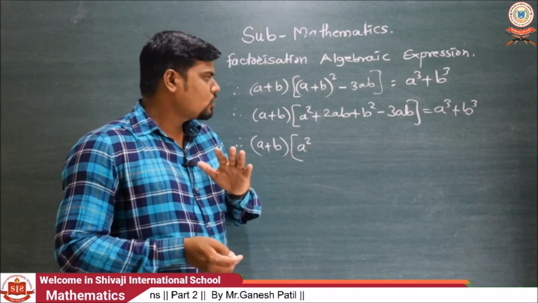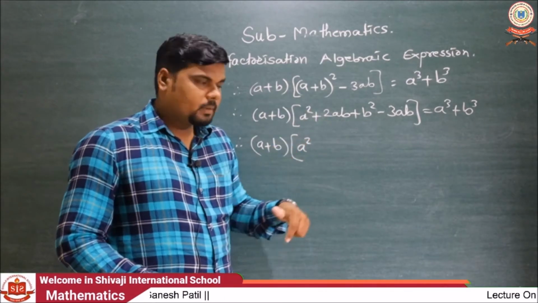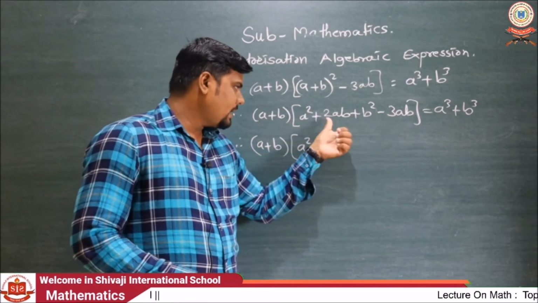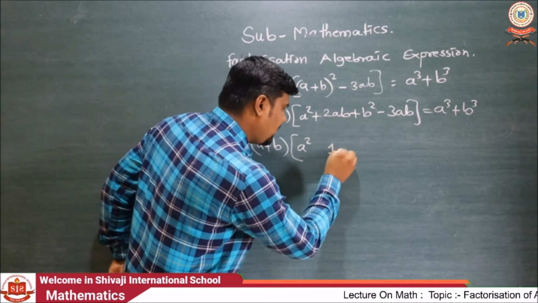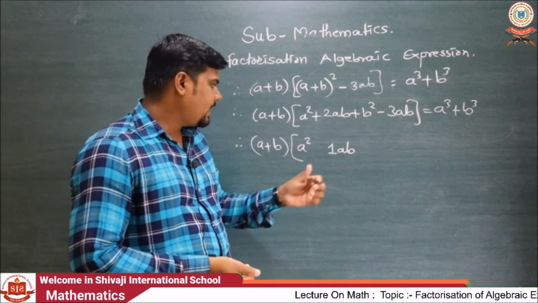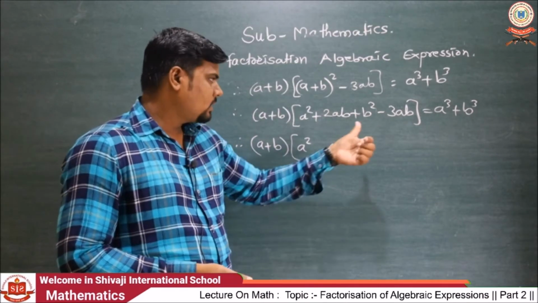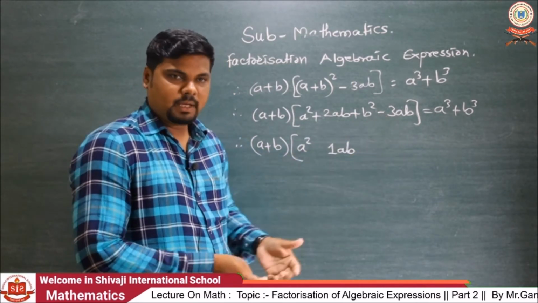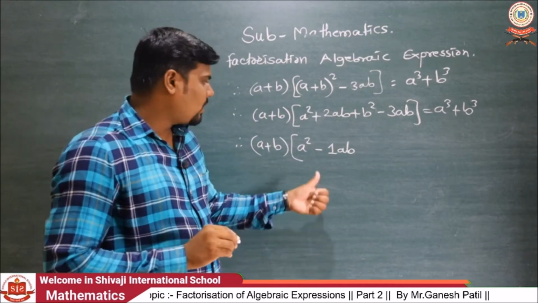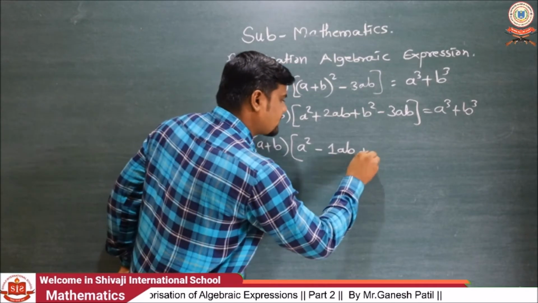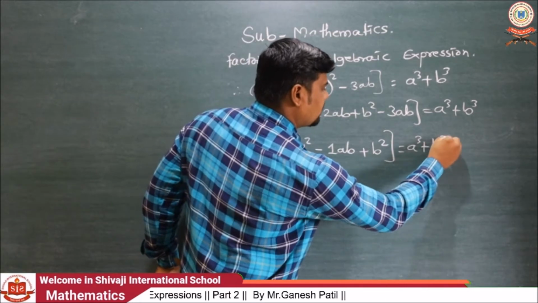Subtraction means the smaller number is subtracted from the bigger number. So 2 is the smaller number and 3 is the bigger number. So 3 minus 2 means 1, that is 1ab. But since this is the subtraction of 2ab and 3ab, it should take the sign of the bigger number. The bigger number is 3 and its sign is minus, so we take the minus sign here, plus b square is the remaining term, and a cube plus b cube is written as it is.